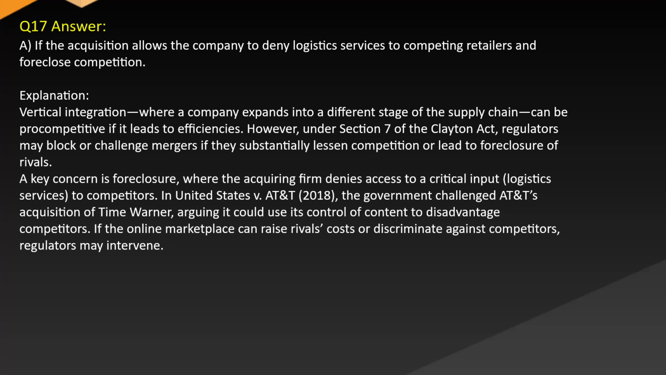Key: foreclosure, where the acquiring firm denies access to critical input, logistics services, to competitors. In United States v. AT&T, 2018, the government challenged AT&T's acquisition of Time Warner, arguing it could use its control of content to disadvantage competitors. If the online marketplace can raise rivals' costs or discriminate against competitors, regulators may intervene.